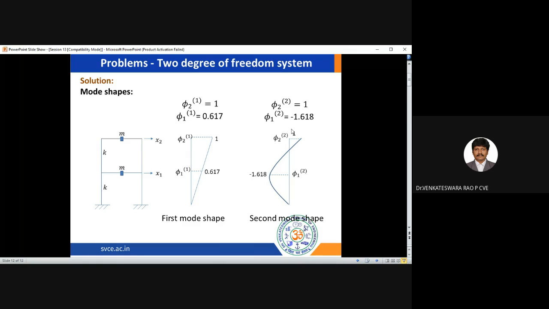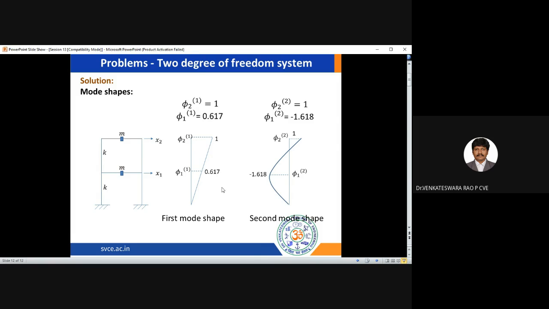Then for lambda 2, I mean for the second natural frequency, for the topmost floor I gave only 1 unit displacement, but the middle floor will displace by minus 1.61. That means if I take the positive value on the right hand side, the negative value is on the left hand side. So this building will vibrate like this, the shape of vibration like this.